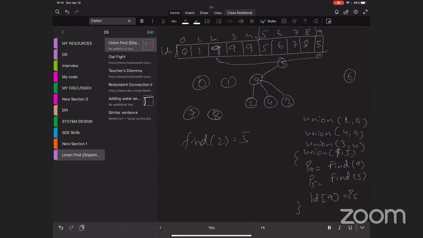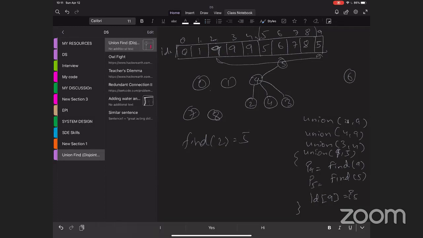When you say union I and J, either you can make I a child of J or J a child of I. If we follow the order, where the first one is always smaller than the second one, would that reduce the height of the tree? Yes, that's a good point. Probably we will go there. But how do you know the size of the tree?